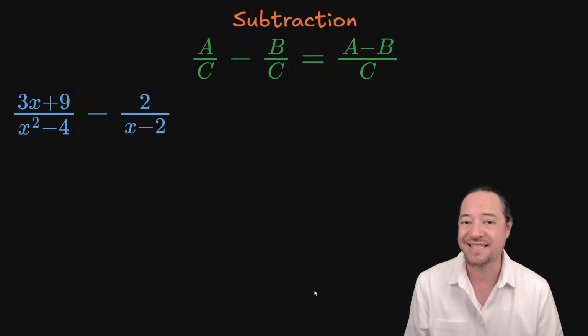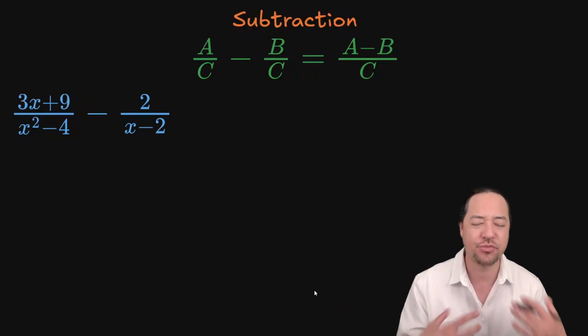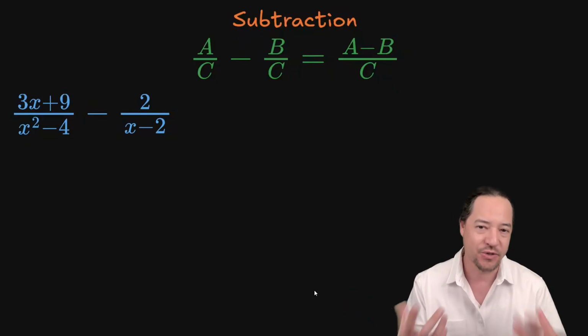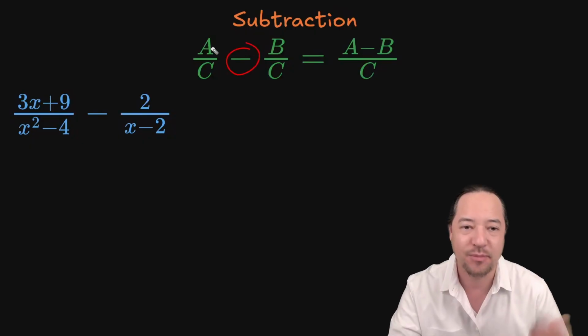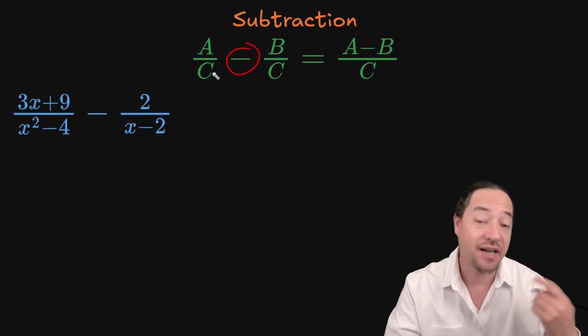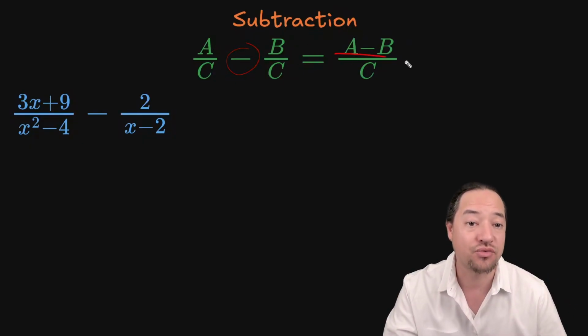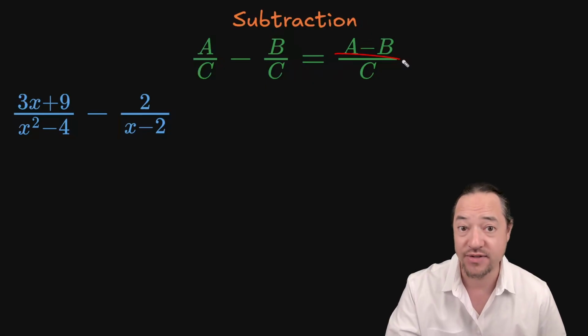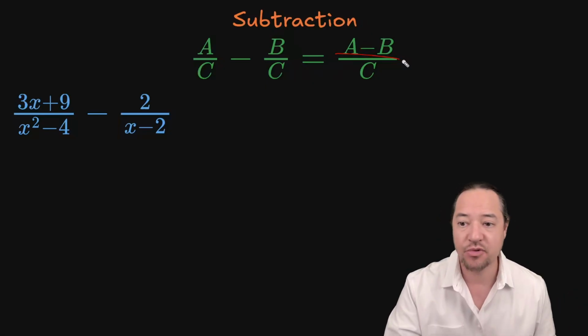All right, let's take a look at subtraction. Now, subtraction is pretty much the same thing. So you just have a minus sign here instead of a plus sign. So as long as you have a common denominator, you can subtract the two numerators together. So let's try this example right away here.